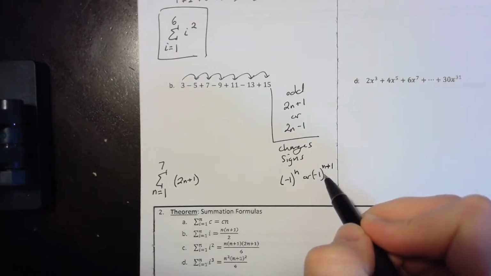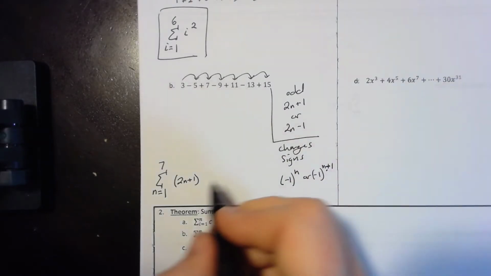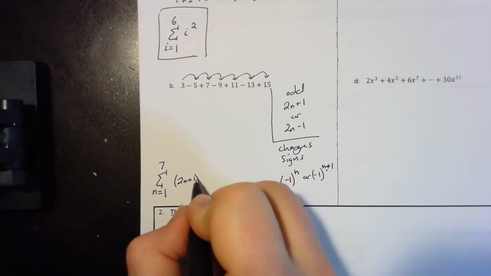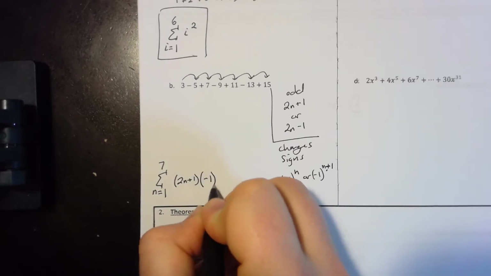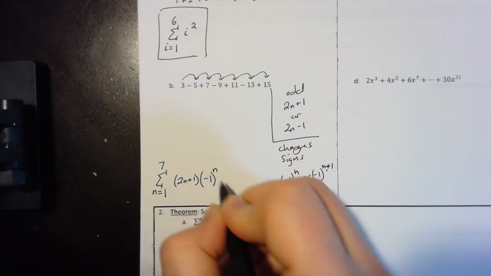The same goes for this, but it's alternated. It starts at a different value. If I plug in 1, it now starts as a positive 1. But if I plug in 2, it goes to a negative value. So I need to take this odd term right here, and I need to multiply it by a negative 1 to some form of power of n. Well, let's start with it being just n.